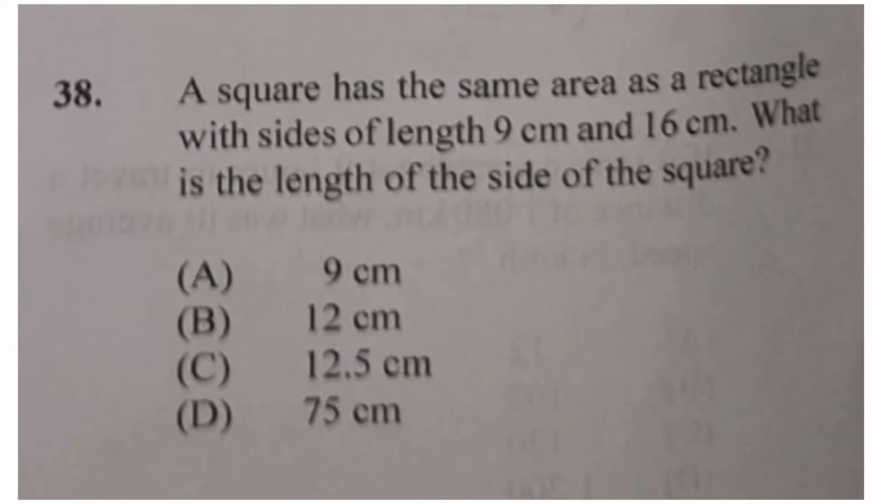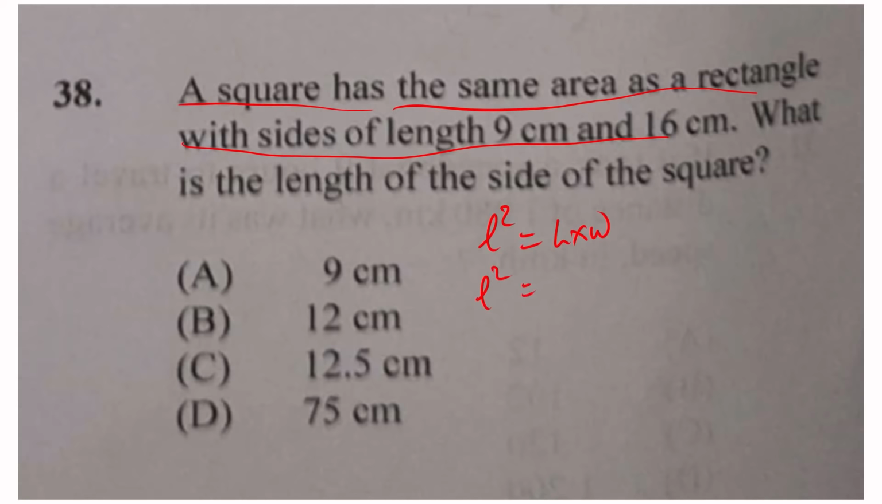Question 38. A square has the same area as a rectangle with sides of length 9 cm and 16 cm. What is the length of the side of the square? So first key, it says that a square has the same area as the rectangle. So the area of a square, L squared, is equal to the area of a rectangle, which is length times width. So L squared is equal to 9 times 16, which gives us 144.